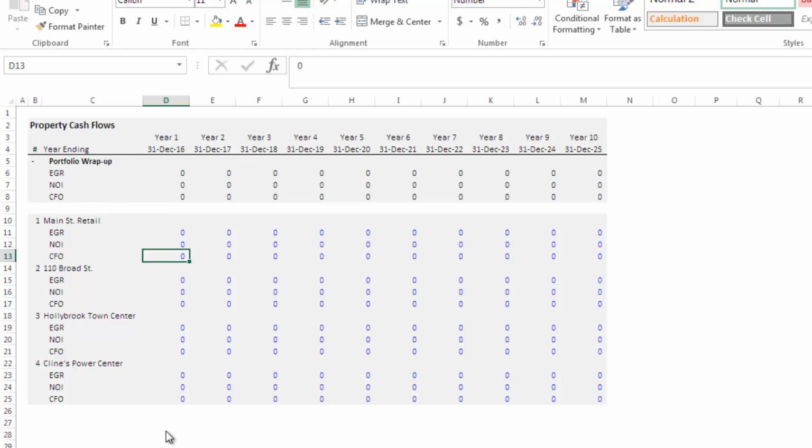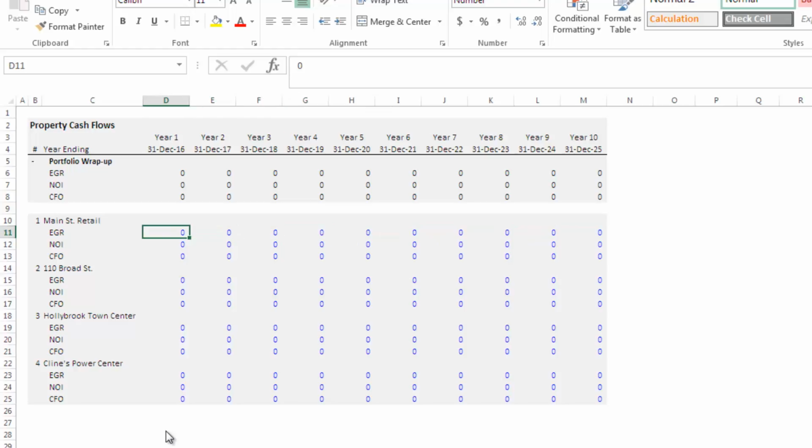Importing these cash flows is not dynamic. So however you do it, in this case, I pulled in cash flow statements from Argus, and now I'm going to do just good old-fashioned copy and paste. But however you do it, right here is where we're going to drop in the cash flows. This is a 10-year analysis, so it gives us 10 years of cash flows. We're going to drop these in for each property.